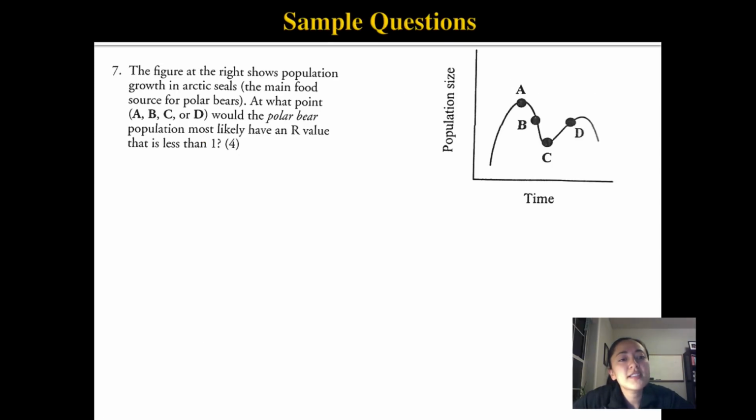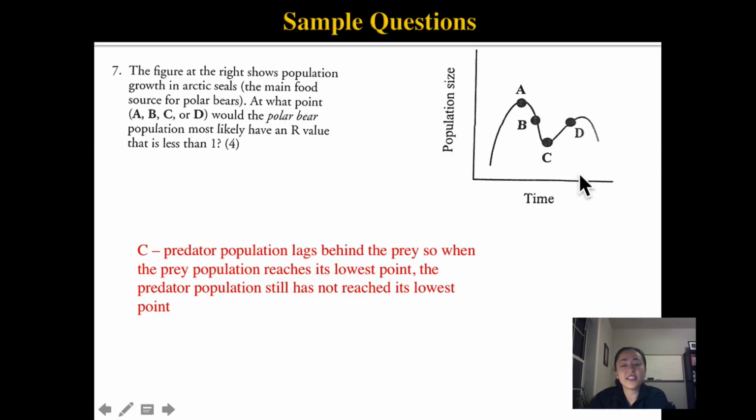The next question says, the figure at the right shows population growth in Arctic seals, the main food source for polar bears. At what point would the polar bear population most likely have an R value that is less than 1? If the prey population is at its lowest point, then the predator population is probably also decreasing at that point. So I would say C. And that is what the answer is.